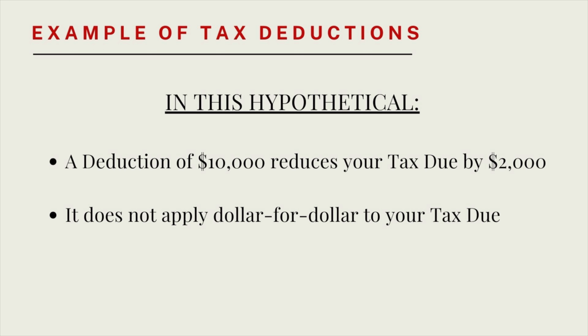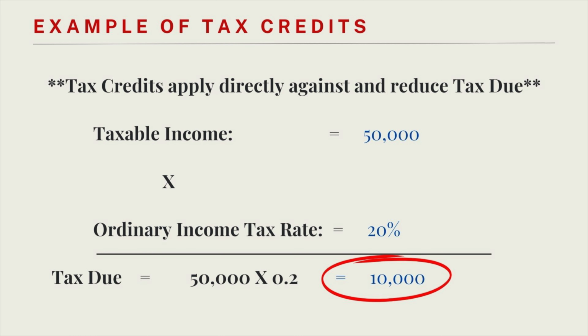So in this example, a deduction of $10,000 ultimately reduces your tax due by $2,000. It does not apply dollar for dollar to your tax due. Now that we have the general framework for a tax deduction, let's look at tax credits. Tax credits apply directly against and reduce the tax due.